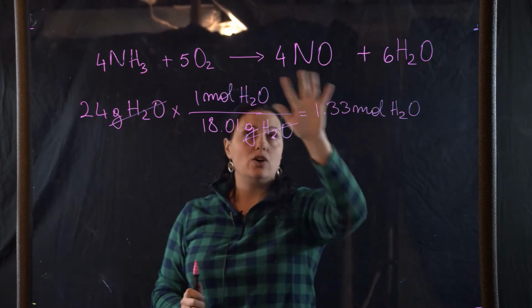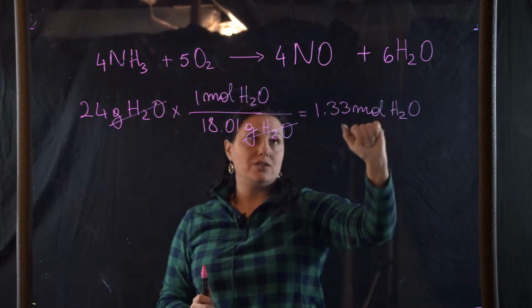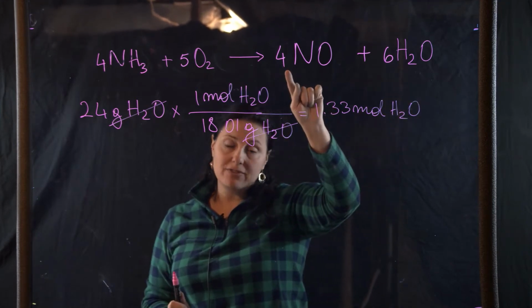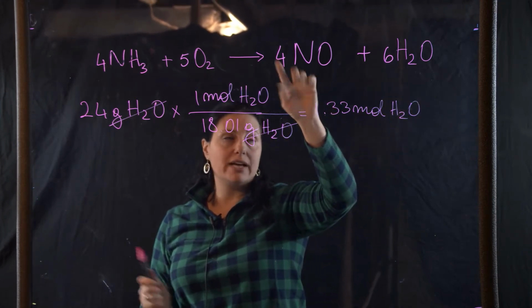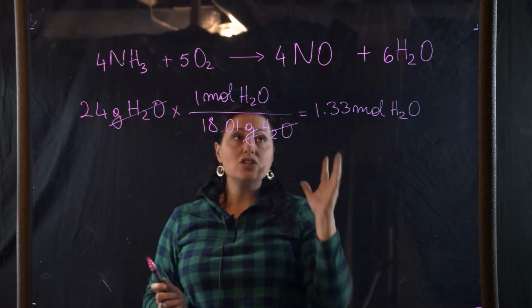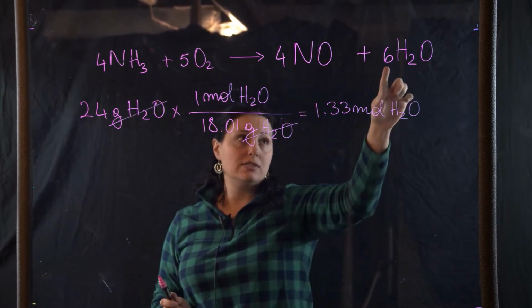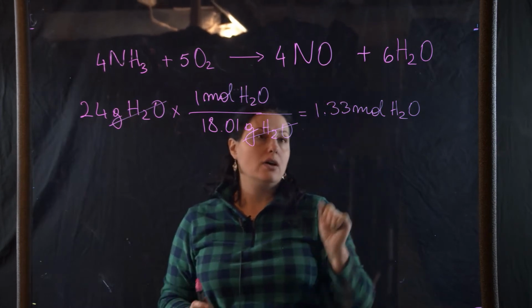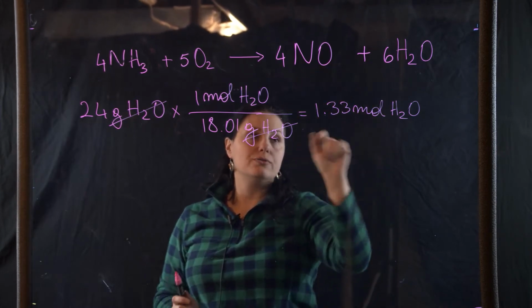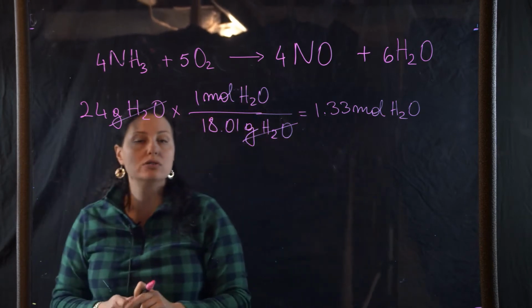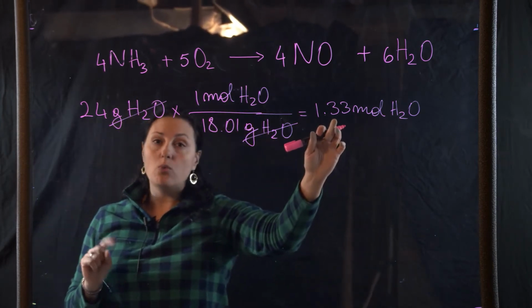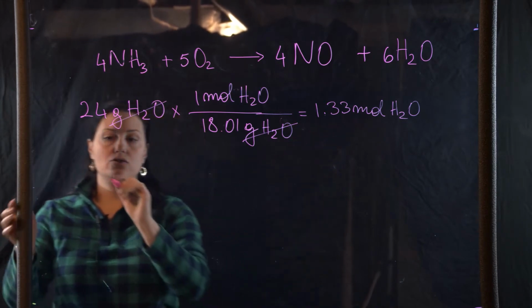What else do I know from this balanced equation? I know that for every 6 moles of water, I also make 4 moles of nitrogen monoxide. But I don't have 6 moles of water. I have 1.33 moles. So we can use this ratio to figure out how many moles of nitrogen monoxide I form from 1.33 moles of H2O.